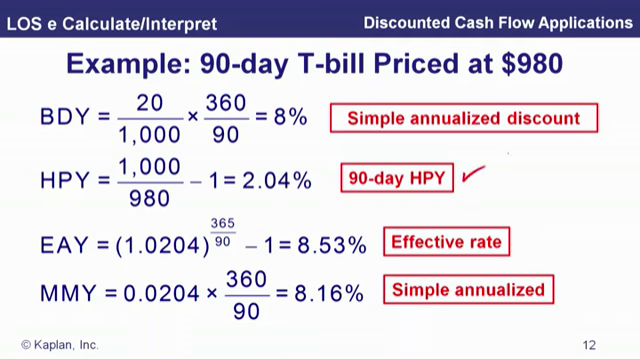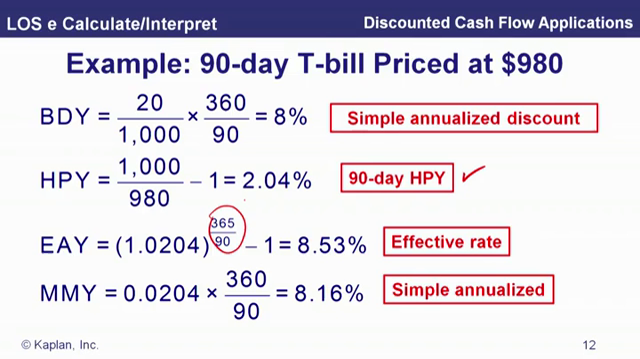That's our 90-day holding period yield. Well, we can annualize that. We've got our exponent here, 365 over 90, so a little more than 4 90-day periods in a true 365-day year. Minus 1, that gives us our effective rate, effective annual rate or effective annual yield, same thing, of 8.53%. And you can see that's the highest of the numbers that we're going to calculate here.